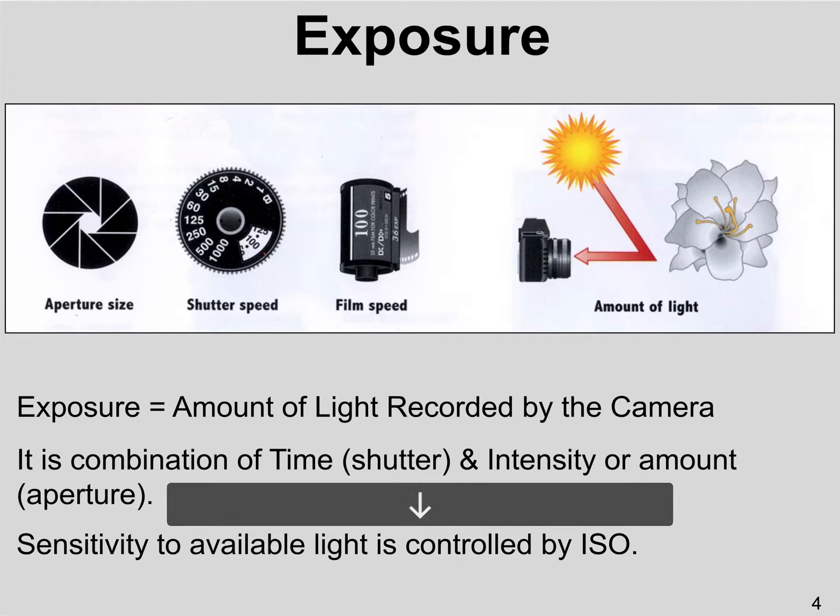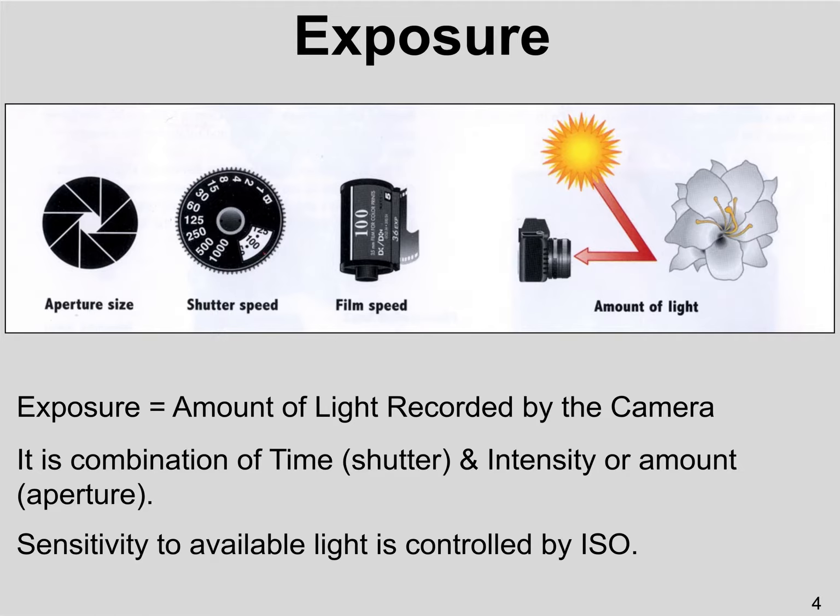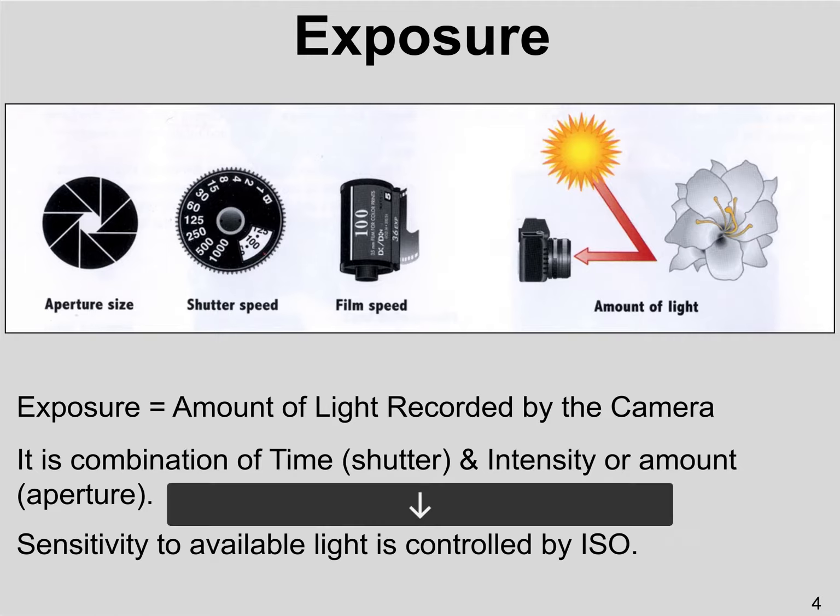So if we think about it, besides those tools, these are all the things that affect exposure. So we have aperture size, shutter speed, film speeds. On film cameras, we just kind of really think of this as ISO, as light sensitivity, if you will, in digital cameras, and the amount of available light. So it's this combination that helps us determine how much light's actually recorded.